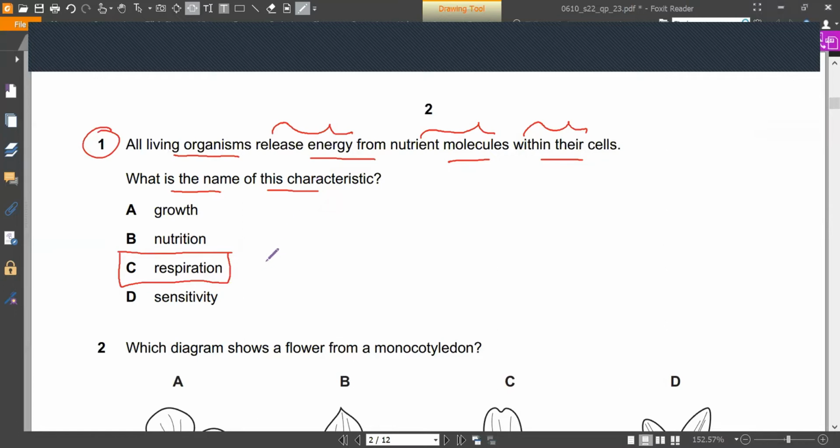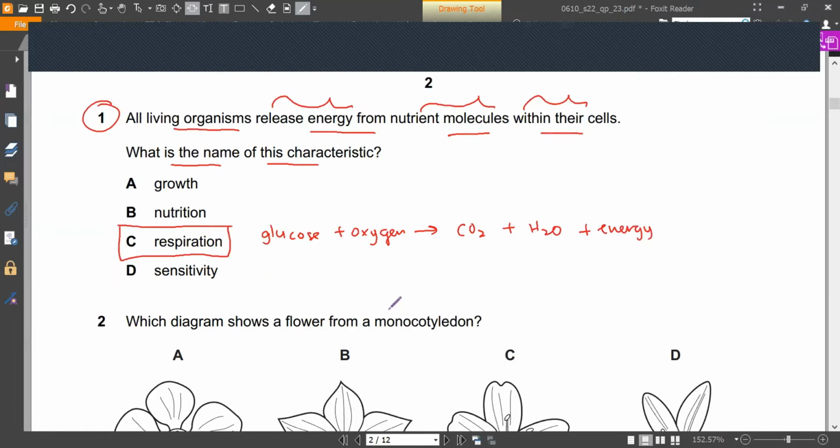Because for respiration, we have glucose. So glucose plus oxygen, we will produce carbon dioxide, and then water and energy. So this is what happens here. Excellent.